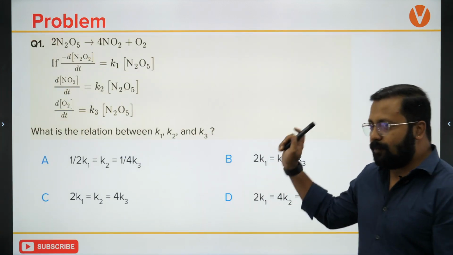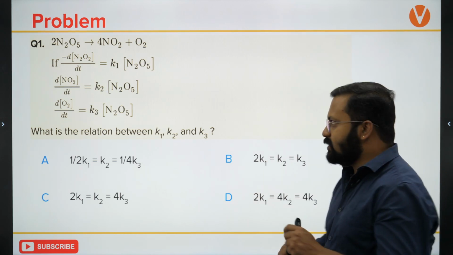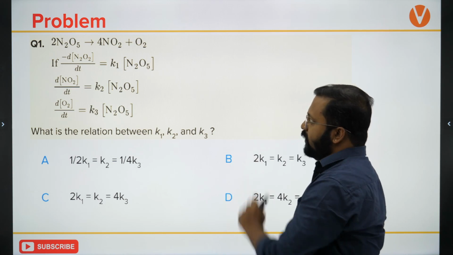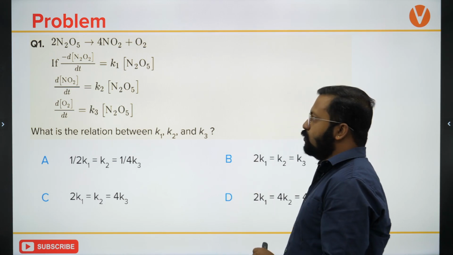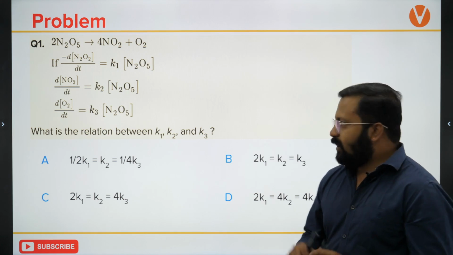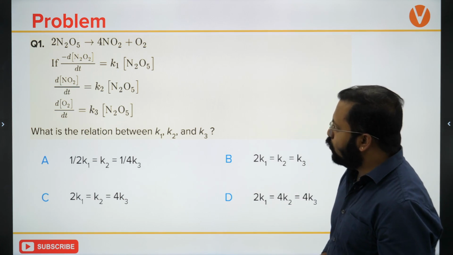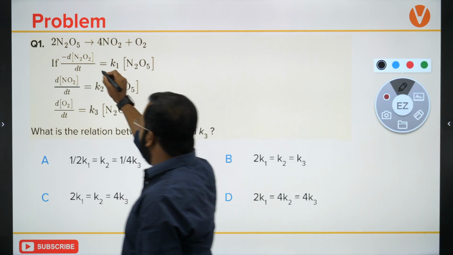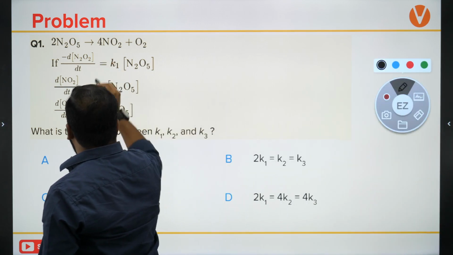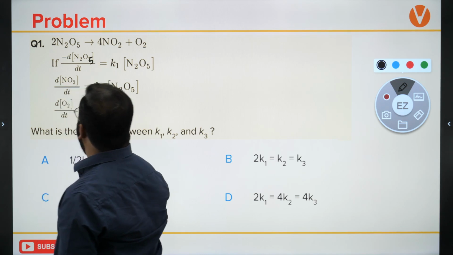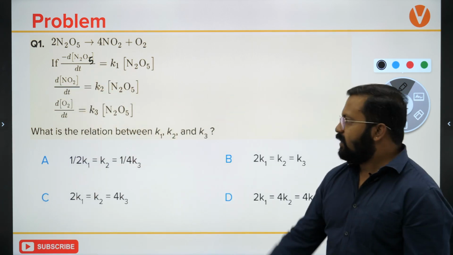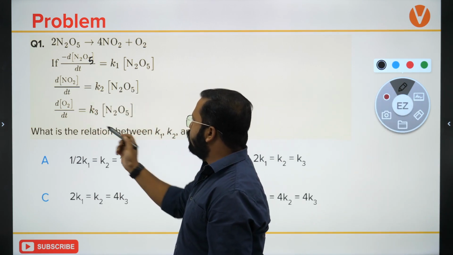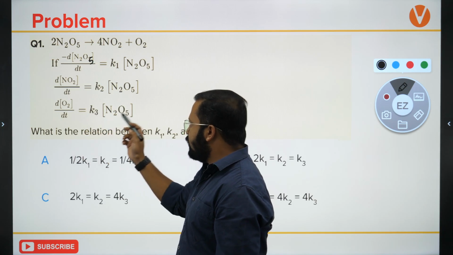Next question is a problem. You have to solve this problem. The question is this: 2N2O5 changes to 4NO2 plus O2, and if minus dN2O5 by dt, sorry, it has to be a small error, ये N2O5, minus dN2O5 by dt is equal to K1 N2O5, dNO2 by dt is K2 N2O5, dO2 by dt is K3 N2O5.